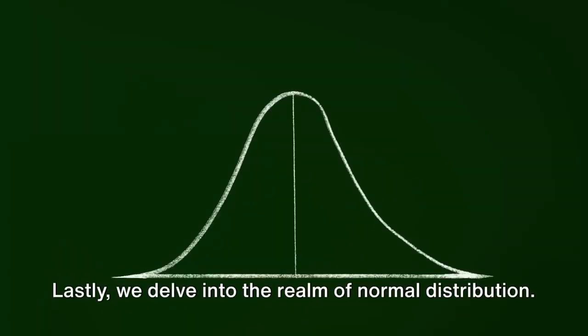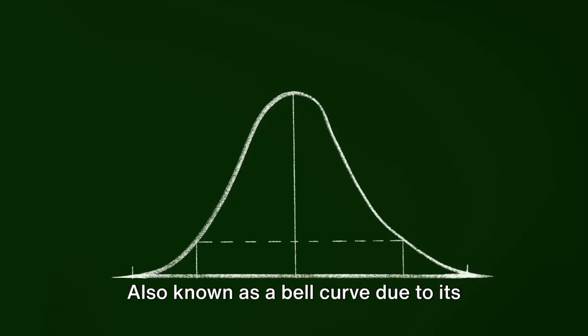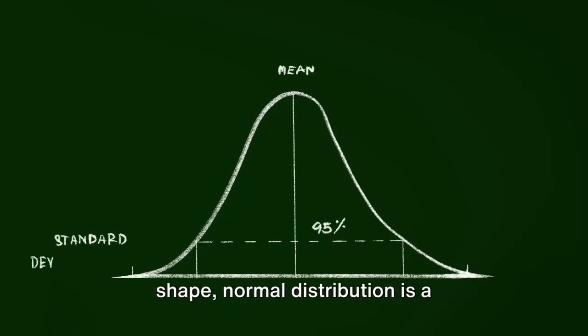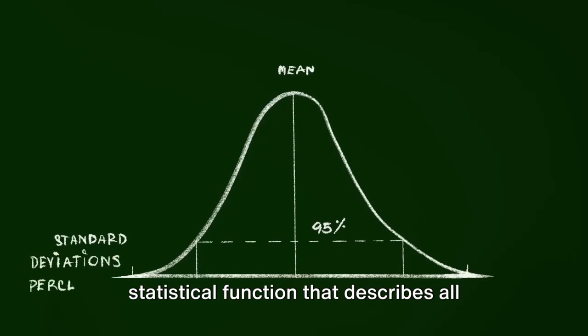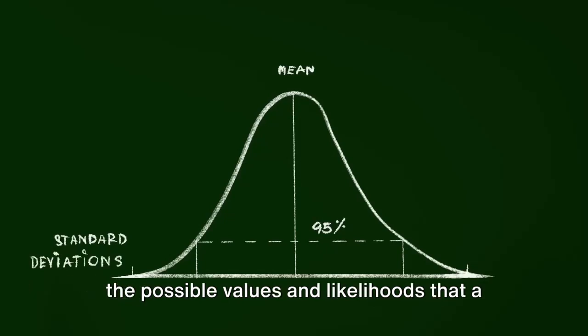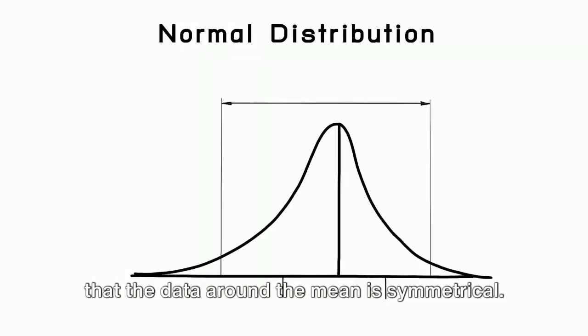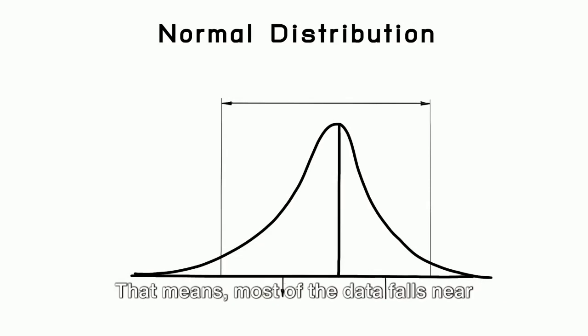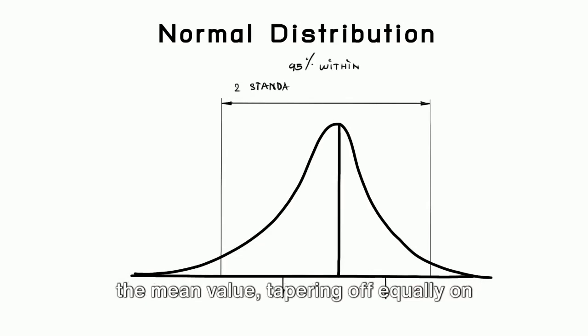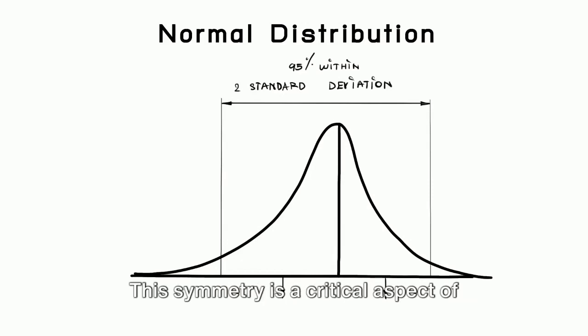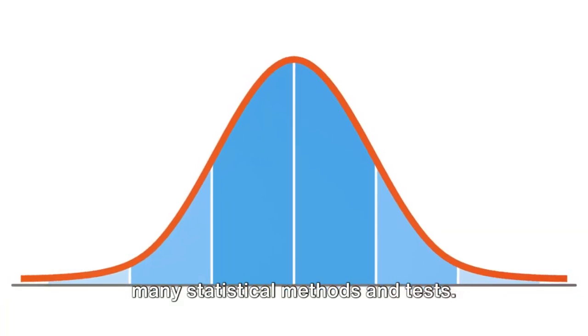Lastly, we delve into the realm of normal distribution. Also known as a bell curve due to its shape, normal distribution is a statistical function that describes all the possible values and likelihoods that a random variable can take within a given range. What makes it particularly noteworthy is that the data around the mean is symmetrical. That means most of the data falls near the mean value, tapering off equally on either side. This symmetry is a critical aspect of many statistical methods and tests.